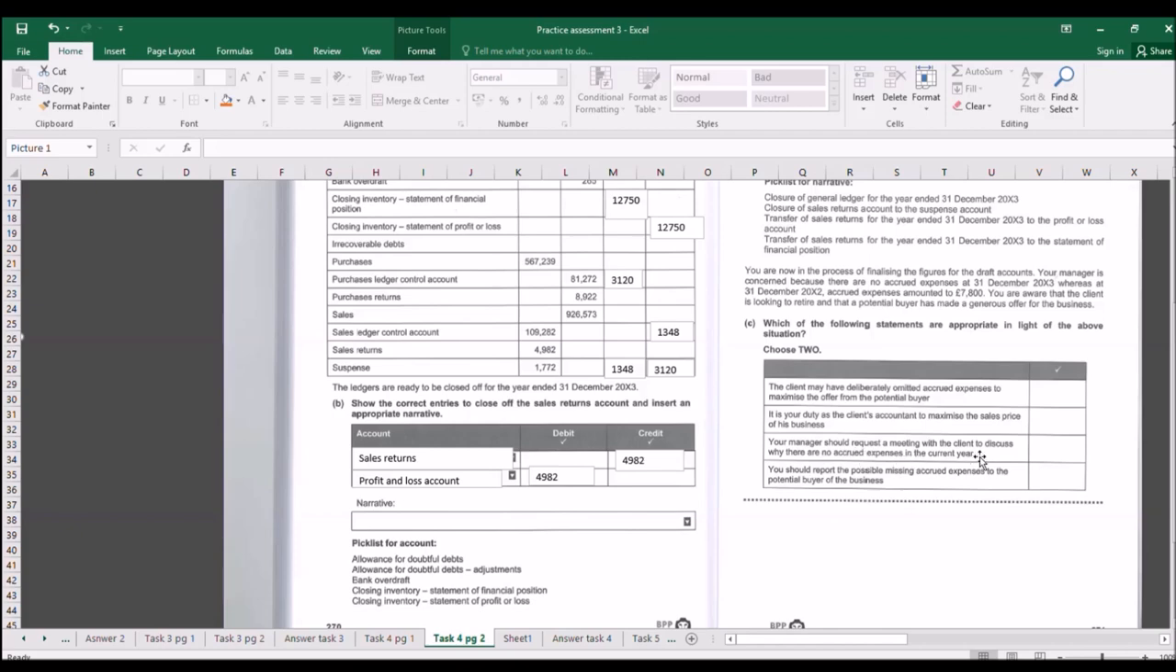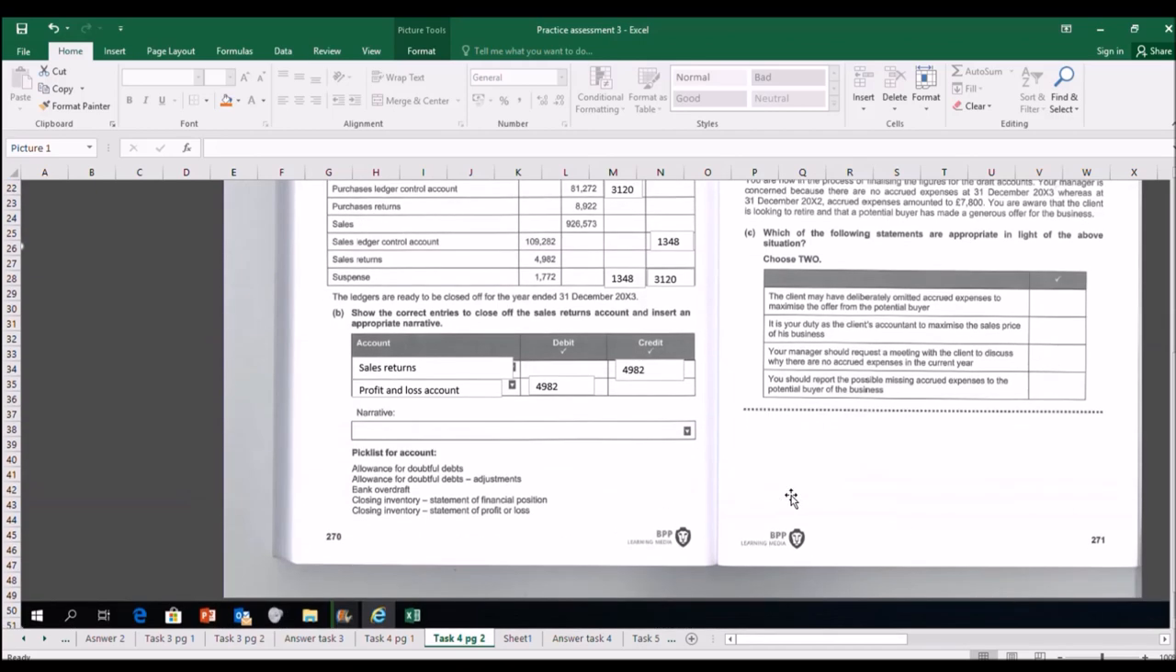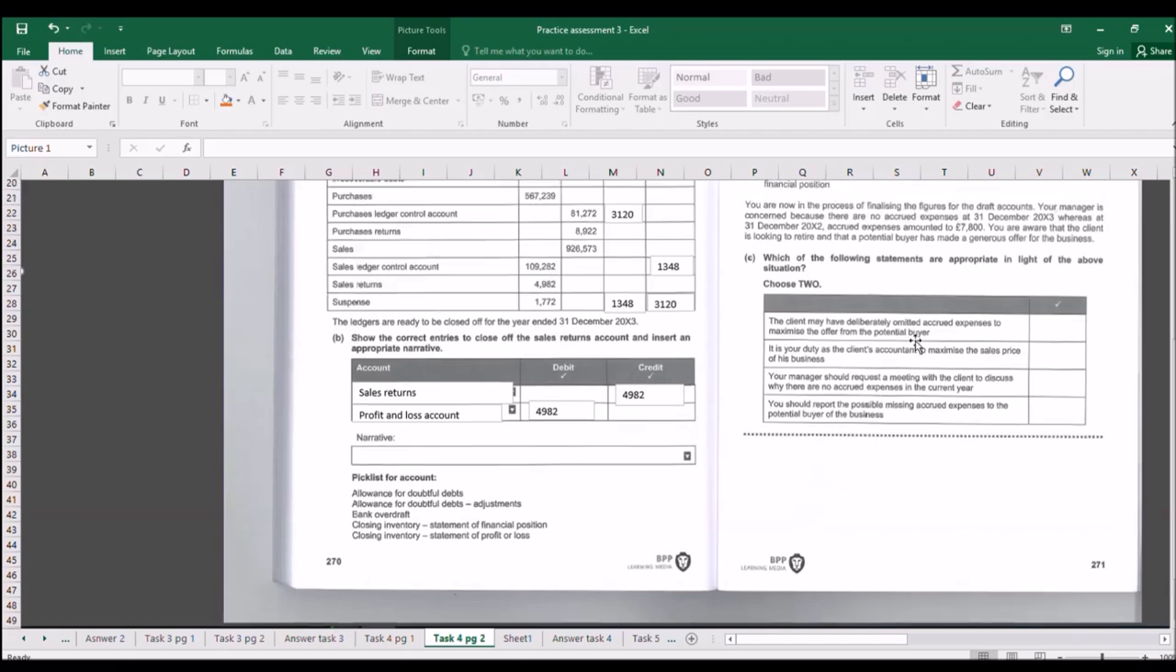Your manager should request a meeting with the client to discuss why there's no accrued expenses in the year. Yes, you wouldn't go straight to the buyer, even though they might be trying to misstate the accounts. You should report the possible missing accrued expenses to the potential buyer of the business. That would breach your confidentiality. So you may refuse to sign off on the accounts and not provide an opinion, but you wouldn't go and talk to the potential buyer about it. So it's that one, that one, and that one. And I think that is the end of task number four.